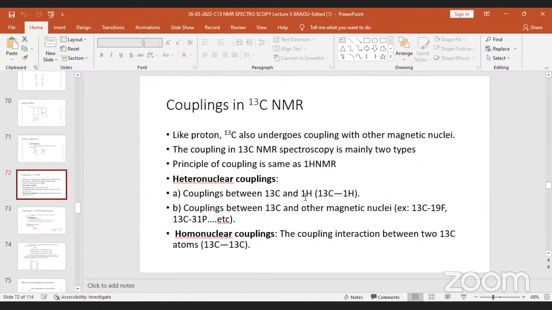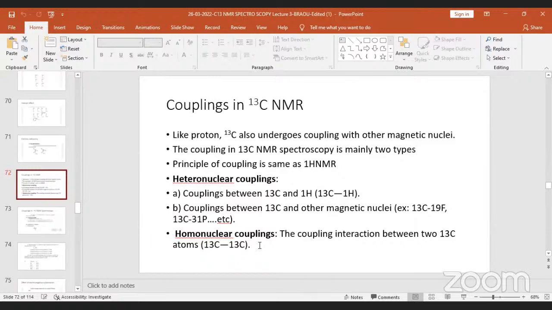Coupling between C13 and H1, we call C13 CH couplings, and coupling between C13 and other magnetic nuclei, we call CF, CP, and so on, depending on the magnetic nucleus that is attached to carbon. So these couplings are important. Heteronuclear couplings, CH couplings are important. I'll discuss them in detail.